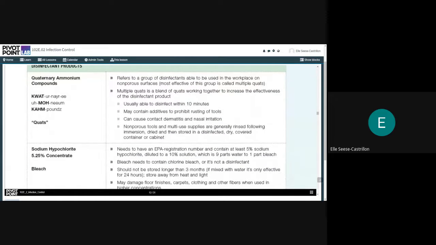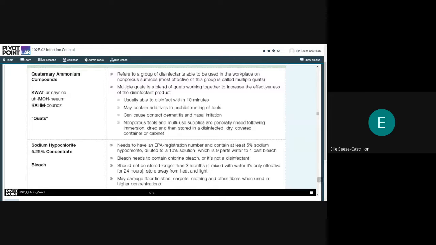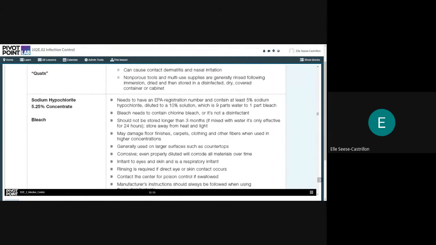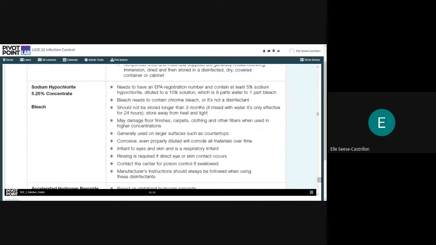We also have quaternary ammonium compounds, also known as quats. So these usually are able to disinfect within 10 minutes. And these are a group of disinfectants that can be used in a workplace on non-porous surfaces. We have sodium hypochlorite, or bleach. So these need to have an EPA registered number and contain at least 5% sodium hypochlorite and be diluted to a 10% solution, which is 9 parts water and 1 part bleach.